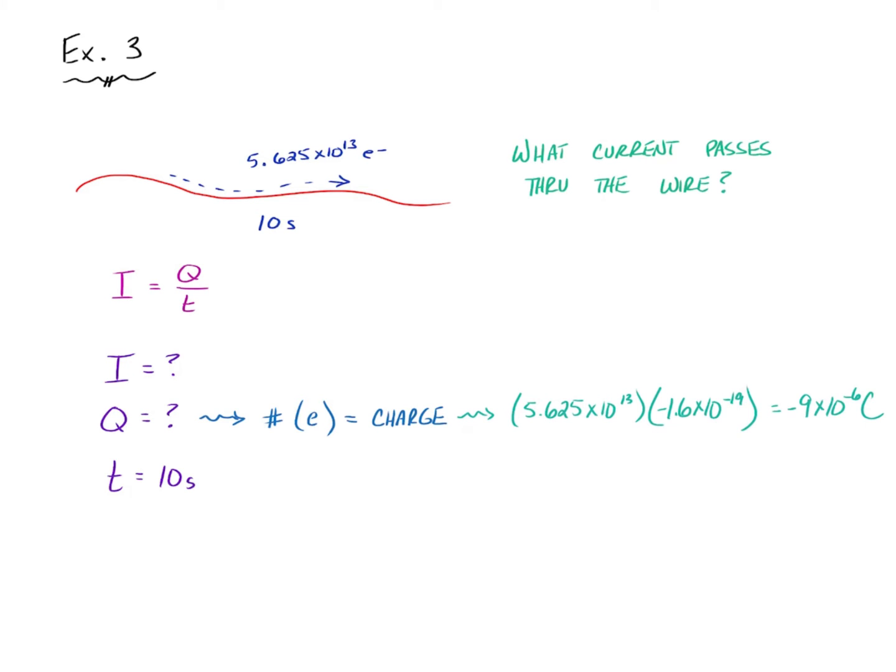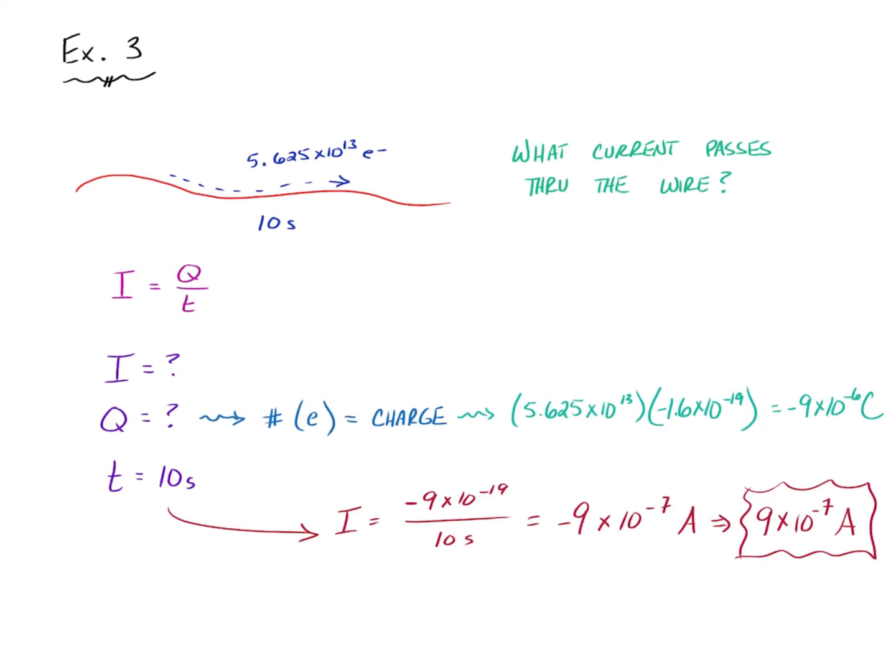Now I've got my Q, now I've got my T. Now I can plug everything in. The charge equivalent of all those electrons is negative 9. That should not be times 10 to the negative 19th. That should be times 10 to the negative 6th. So let me correct that really quickly. Negative 9 times 10 to the negative 6th.